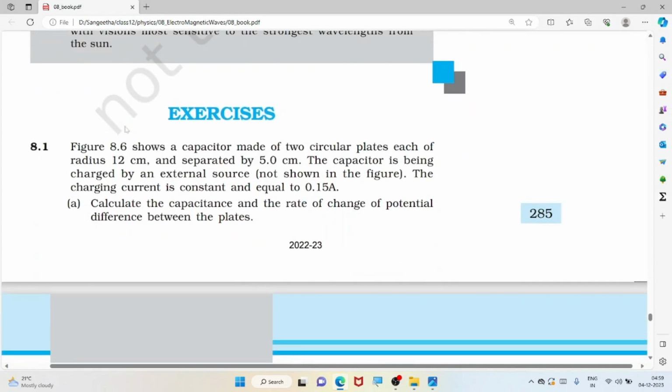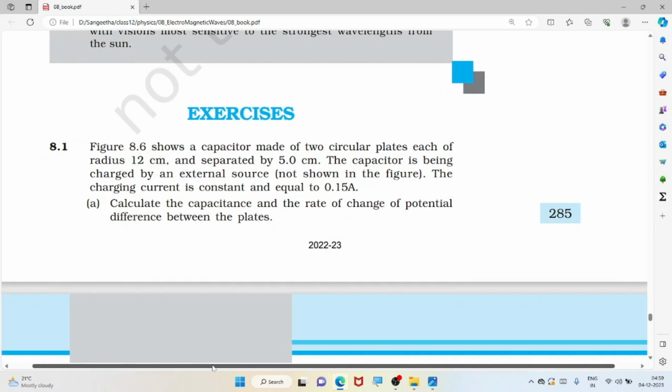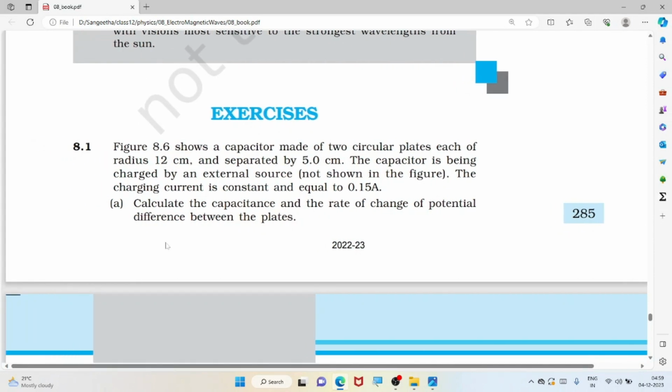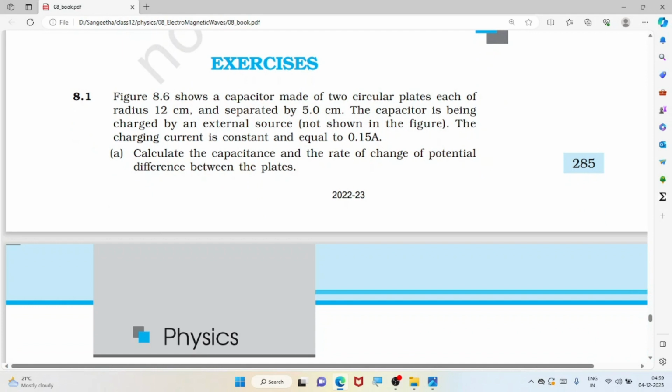Exercise, figure 8.6 shows a capacitor made up of two circular plates, each of radius 12 cm, separated by 5 cm. The capacitor is being charged by an external source not shown in the figure. The charging current is constant, equal to 0.15 amps. Calculate the capacitance and the rate of change of the potential difference between the plates.